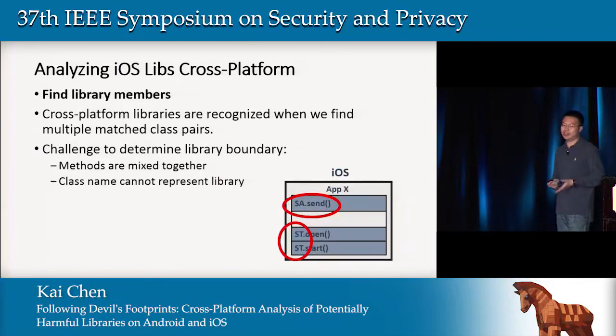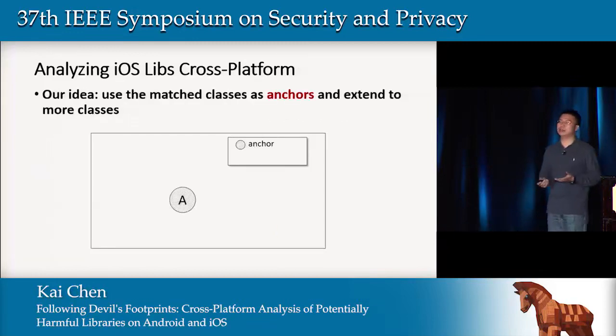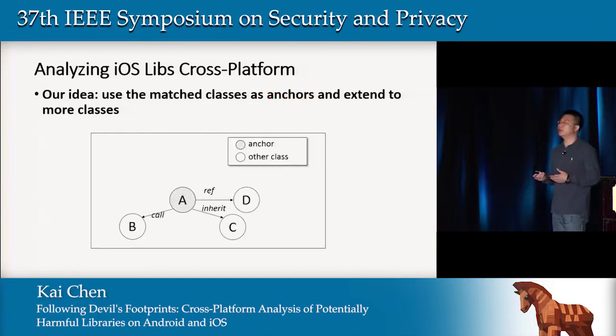Still remember, this has two challenges. The methods are mixed together, and the class name cannot represent a library. It's not like the Android version. So our idea is to use a matched class as an anchor and extend to more classes. Here, suppose class A is an anchor. If it calls another class D, B, or inherits C, or refers to D, we think that B, C, D are also inside the same library.